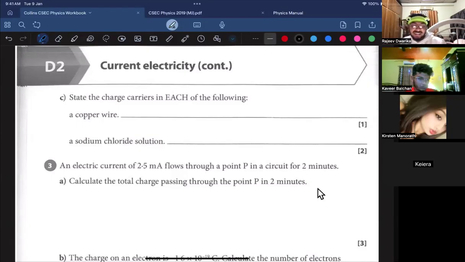Anybody doing chemistry here? They should know the answer. What do metals have in them that allow them to conduct electricity?